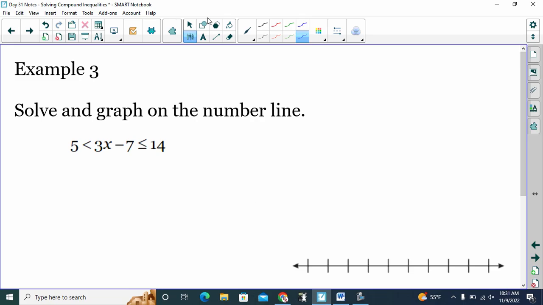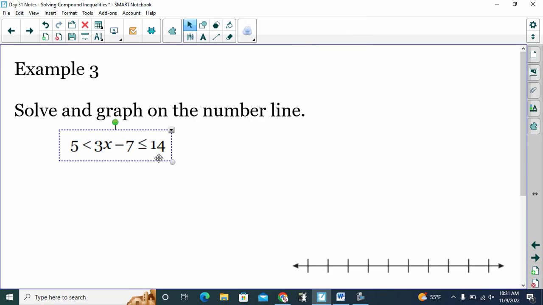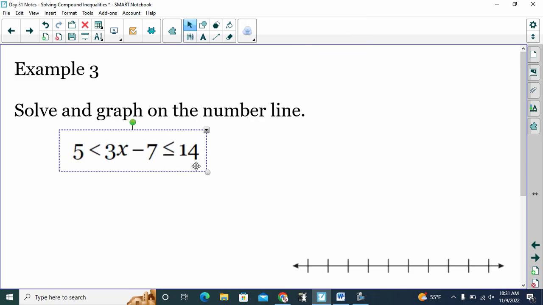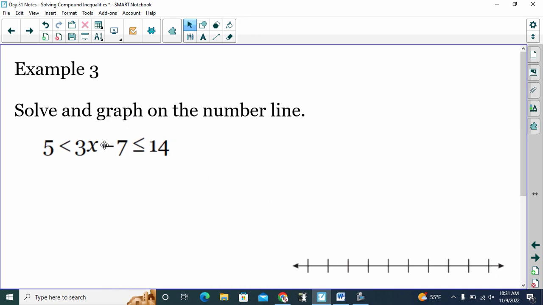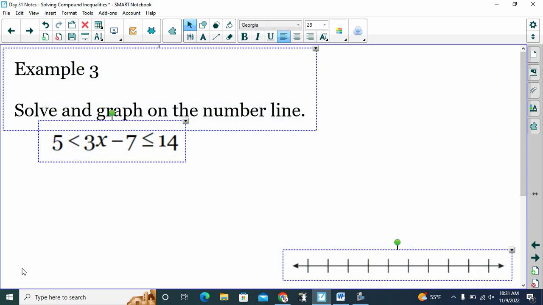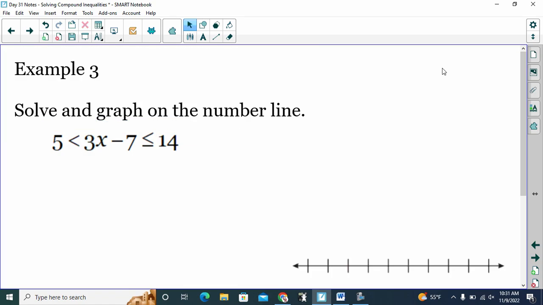Example 3. Last time we also looked at compound inequalities that looked like this, where we just have something in the middle of the two inequalities. This, remember, is an and statement, even though it doesn't have the word and in there. And we're going to take a look at this problem, and we're going to do it 2 different ways. I don't care which way you do it, as long as you can get the correct answer.